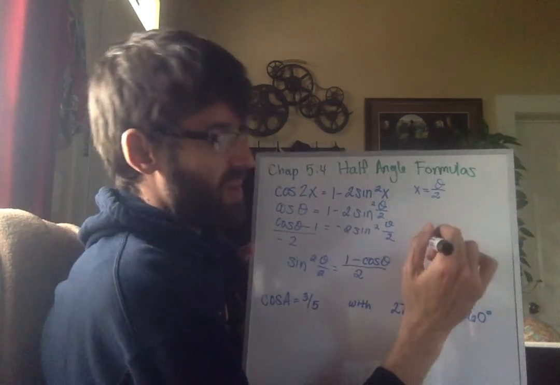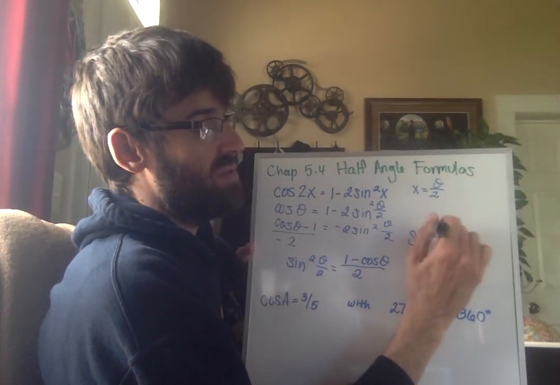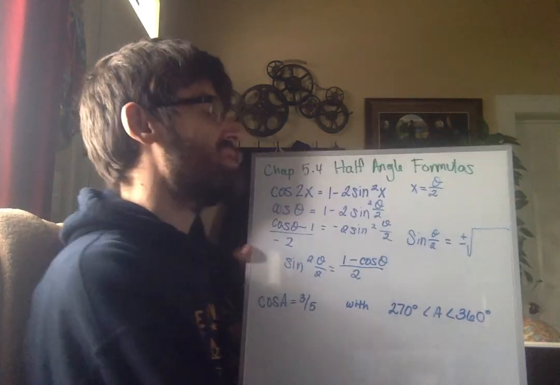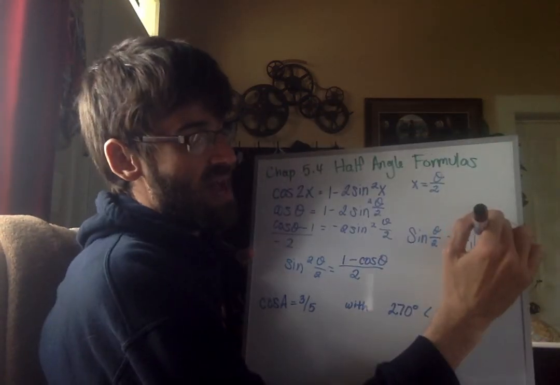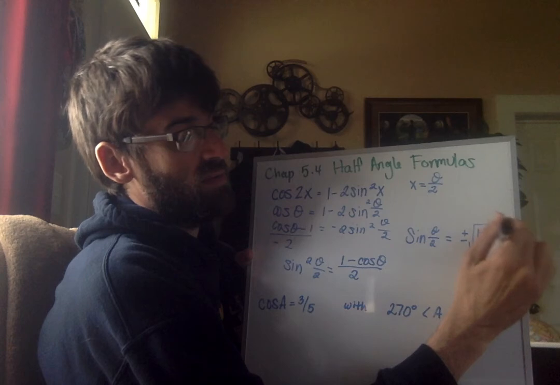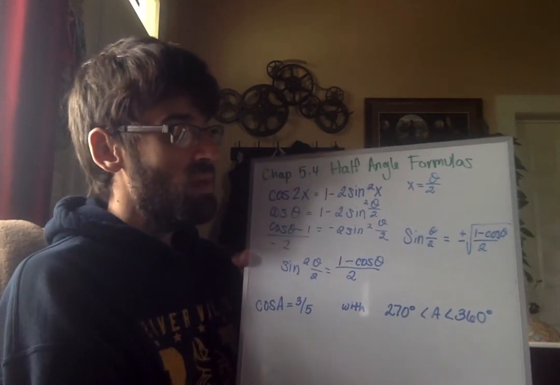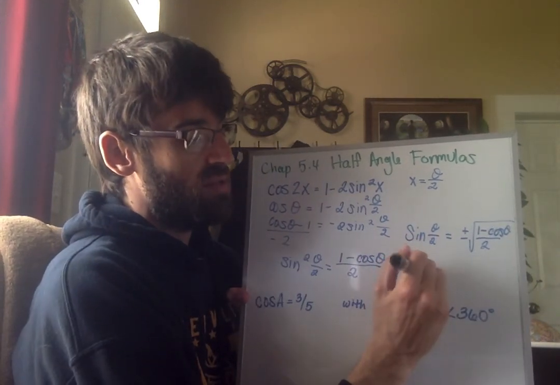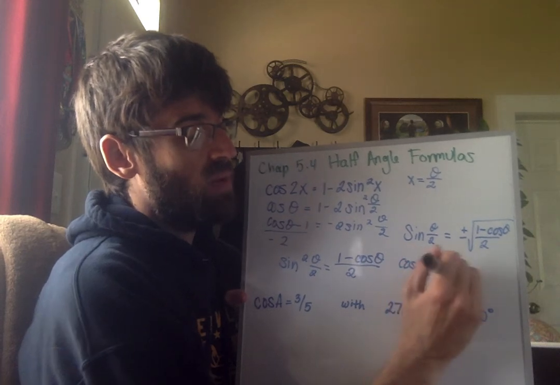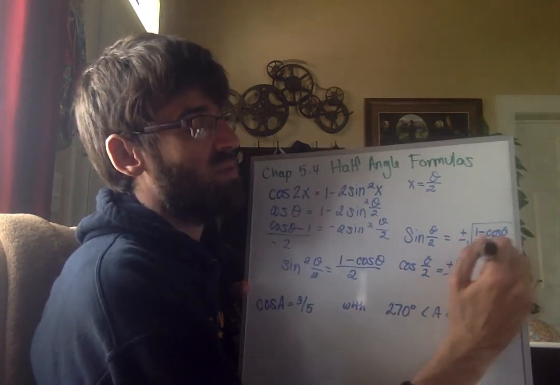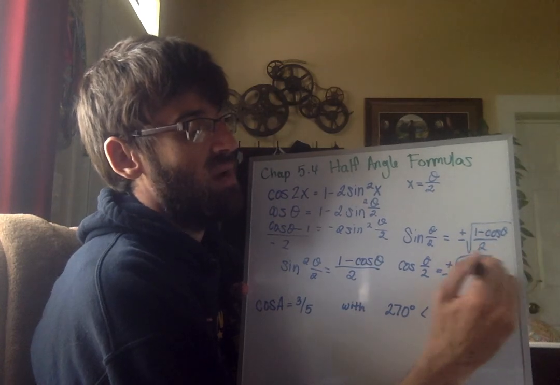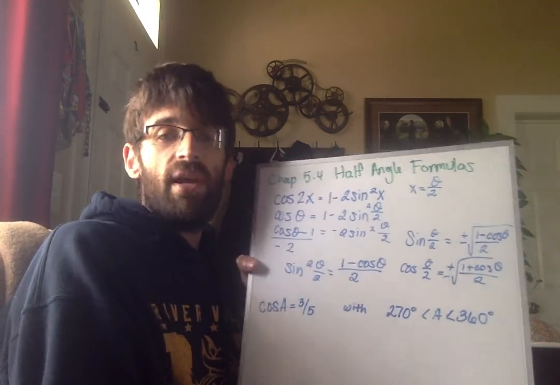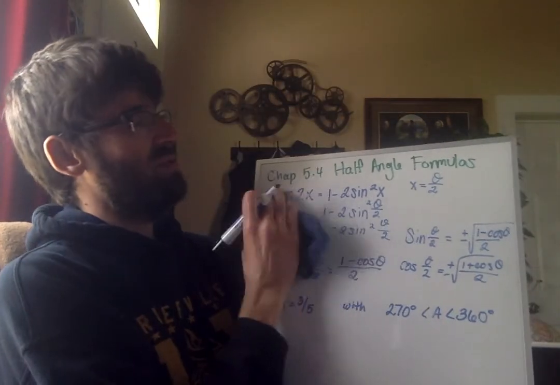Now I'm going to take the square root. So I have the sine of theta over 2 equals plus or minus, because remember when I take the square root of both sides of an equation, I have plus or minus. I have plus or minus the square root of 1 minus cosine of theta over 2. Now, the biggest idea with this, and the proof for the cosine of theta over 2 is very similar, is that formula is going to be plus or minus the square root of 1 plus the cosine of theta over 2.